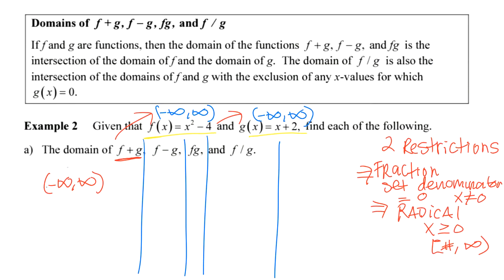Because even by just inspection, I can tell that I don't have any radicals in it. I don't have any fractions in it. So whatever number I were to put into each function, I could never get the function to be undefined. So it has to be all real numbers.